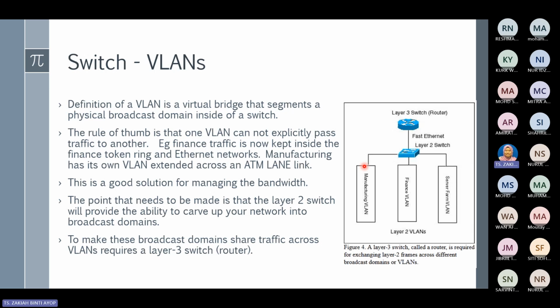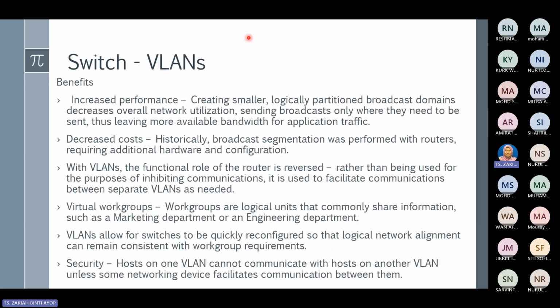To make these broadcast domains share traffic, because they are separate, right? Sometimes they need to communicate with another VLAN. So what they need is to share traffic using a layer 3 switch, or another option, which we call a router.